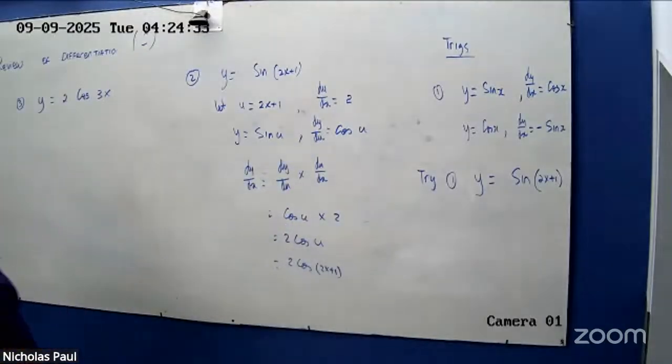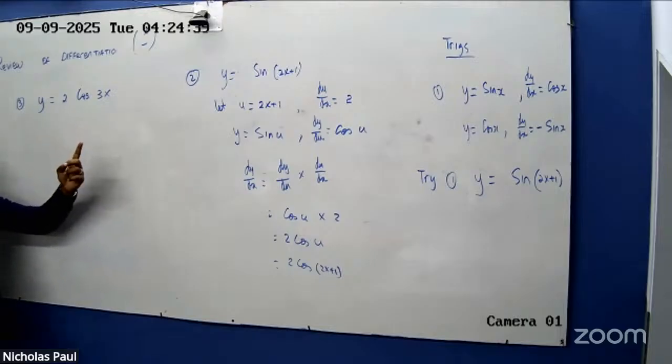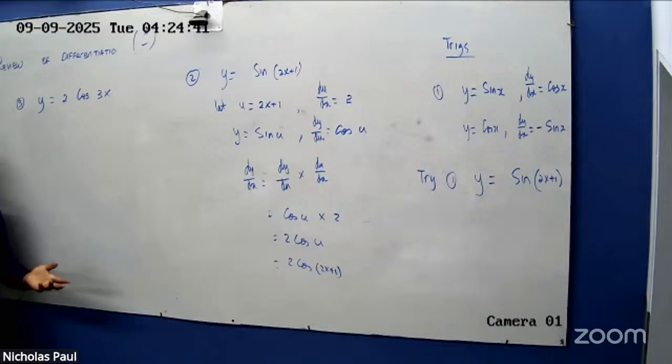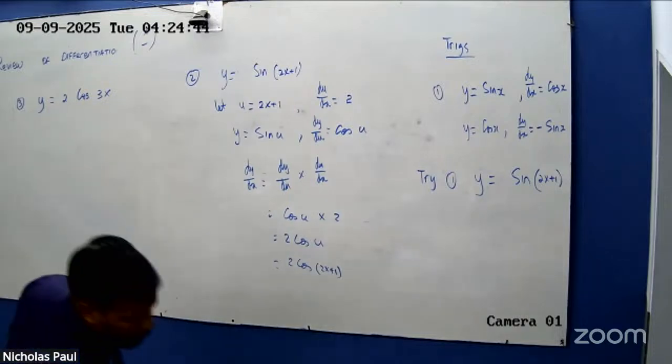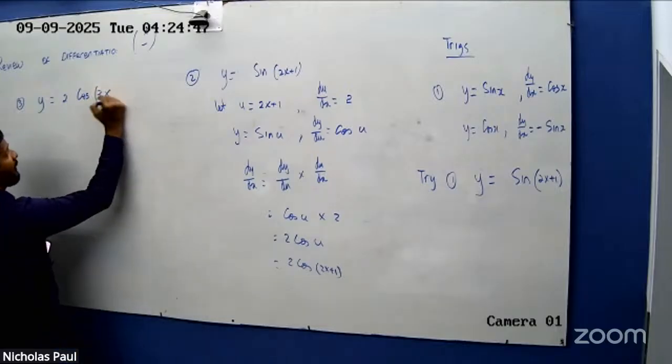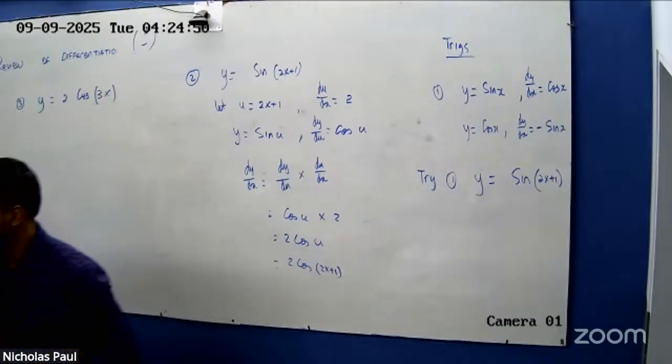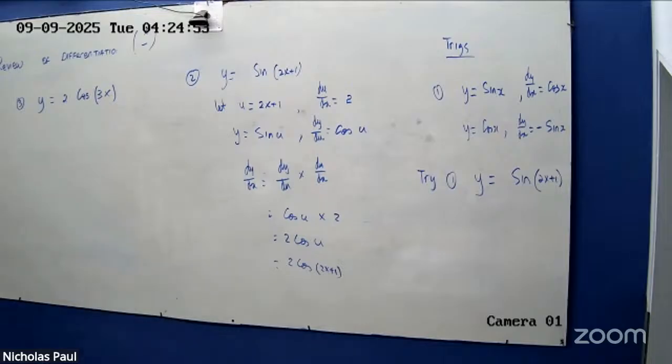Take your time. What do you let u equal to? I didn't put a bracket, so you let u equal to 3x. You can put in a bracket if you want. I purposely didn't give you a bracket. I wanted to see how you handle it. Try that there. One line, but when you finish, message the answer.